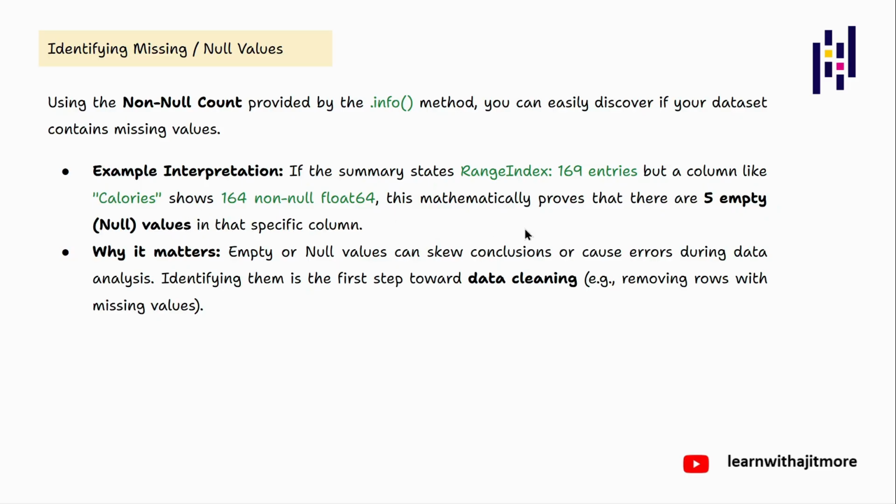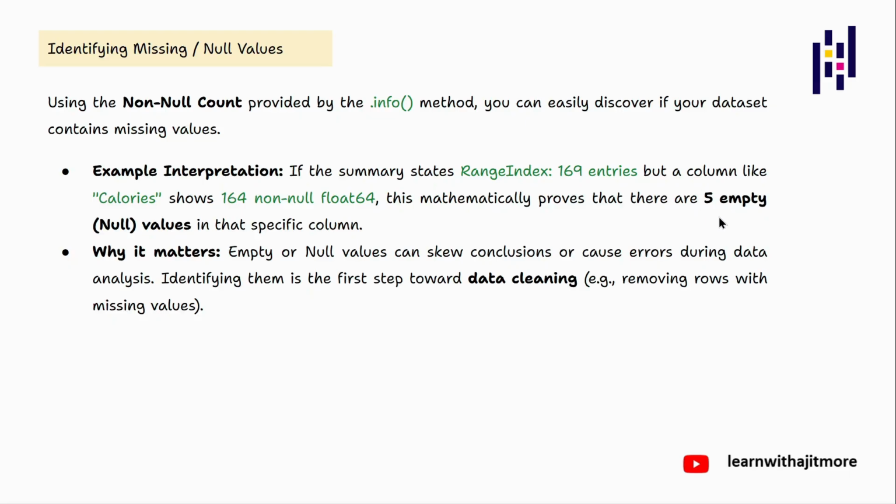Okay. So if the data is null, does it matter? So yes, obviously it matters. Why? Because your results may come out wrong. So an empty or null value can skew conclusions. Skew means it can go far from the expected thing. What we want, it may go somewhere beyond that, or cause an error also.